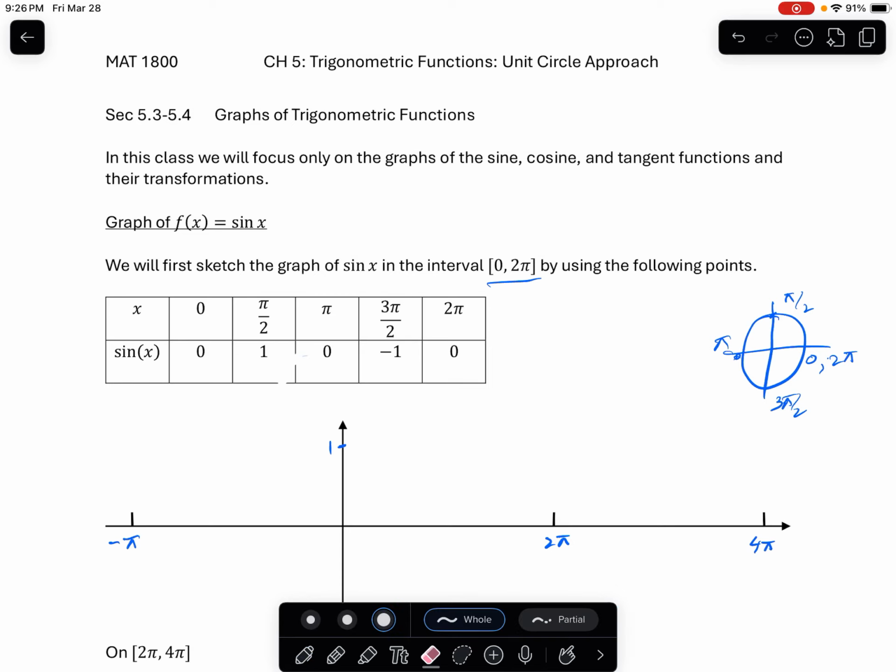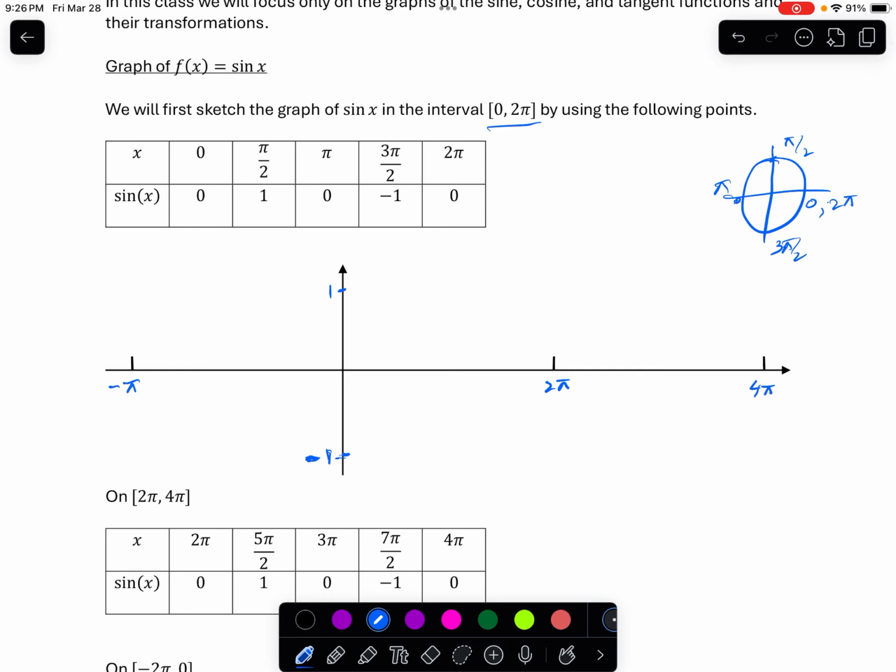sine x function. I have taken this big step to be 2 pi. So I have to put pi somewhere. Where will pi be? It will be in the middle of 2 pi, because pi is half of 2 pi. So between 0 and 2 pi, we will have pi. Then we will have pi over 2 halfway between 0 and pi. And 3 pi over 2 will be halfway between pi and 2 pi.